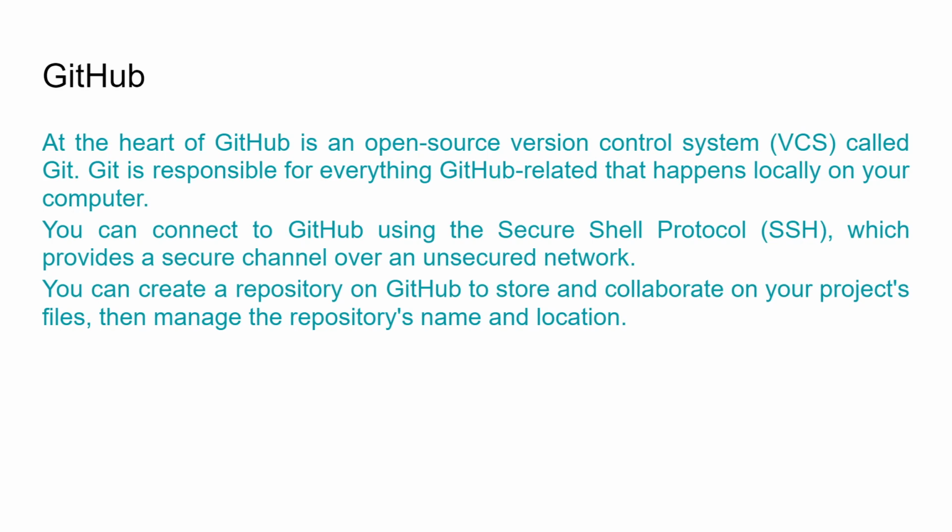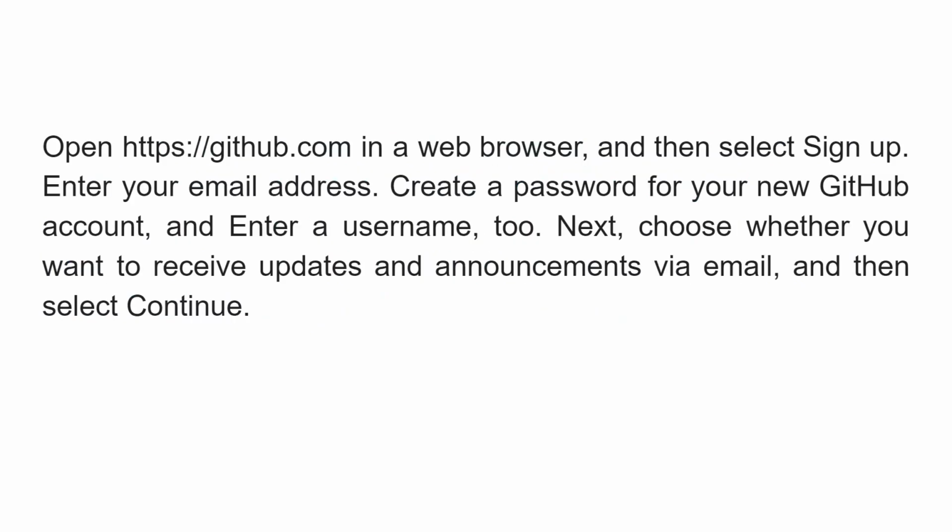Then coming to the GitHub account, at the heart of GitHub is an open source version control system called Git. Git is responsible for everything GitHub related that happens locally on your computer, and you can connect to GitHub using the secure shell protocol SSH, which provides a secure channel over an unsecured network. And you can create a repository on GitHub to store and collaborate on your project files. Then we can manage the repository's name and location also.